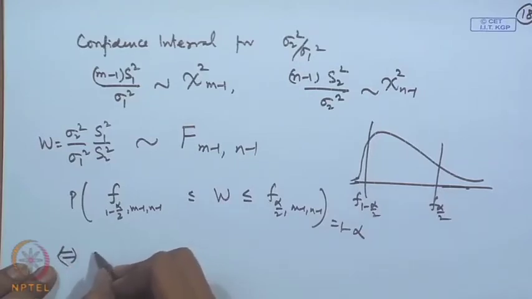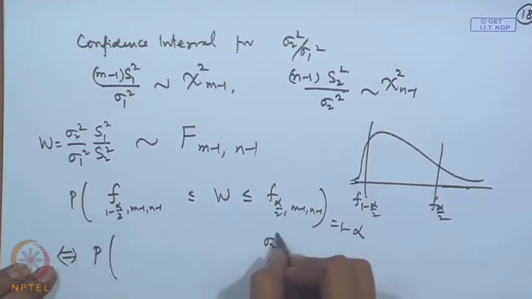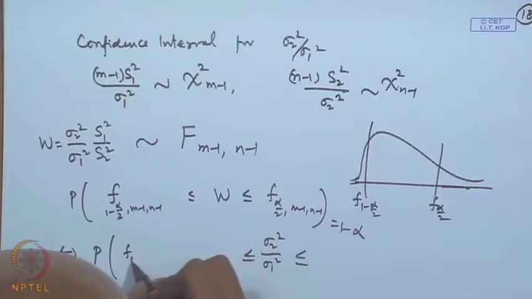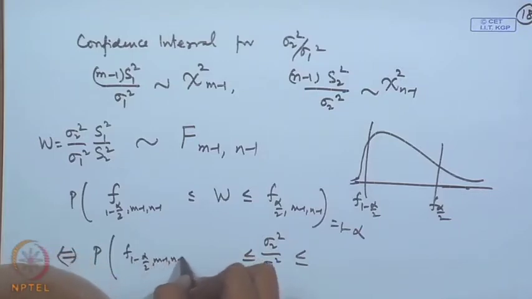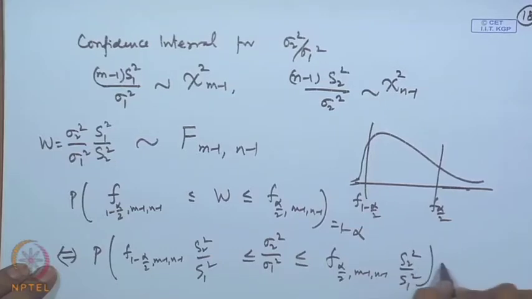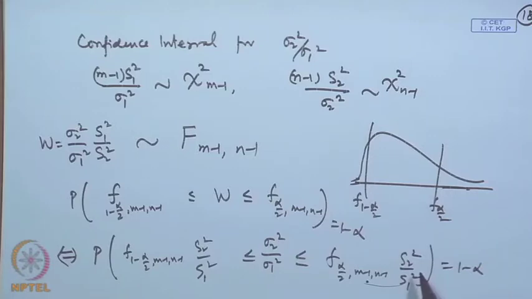So, this is equivalent to saying that the probability of sigma 2 square by sigma 1 square lying in the interval from F 1 minus alpha by 2, m minus 1, n minus 1 times S 2 square by S 1 square to F alpha by 2, m minus 1, n minus 1 times S 2 square by S 1 square is equal to 1 minus alpha. So, we get a 1 minus alpha level confidence interval with left hand limit F 1 minus alpha by 2 on m minus 1, n minus 1 degrees of freedom times S 2 square by S 1 square, and right hand limit F alpha by 2, m minus 1, n minus 1 times S 2 square by S 1 square.